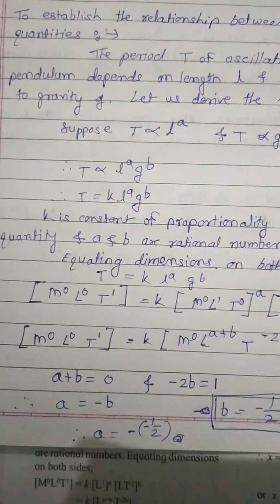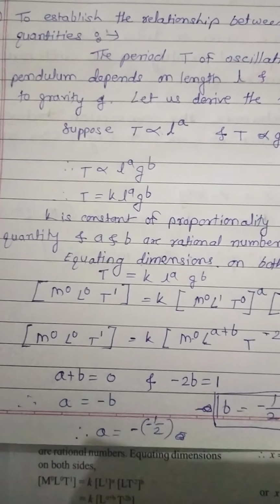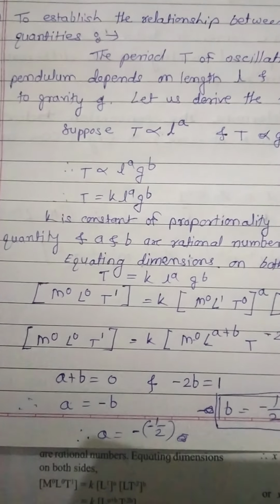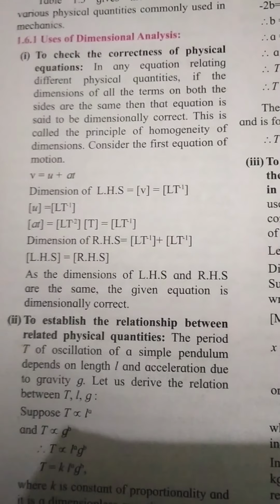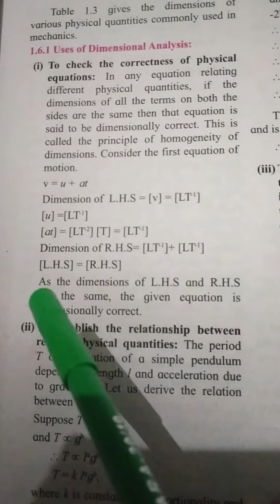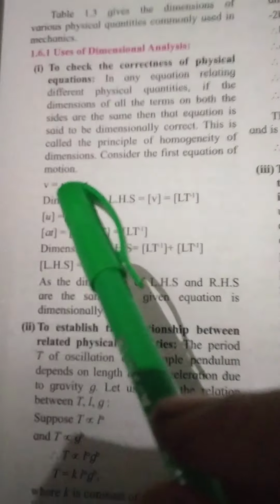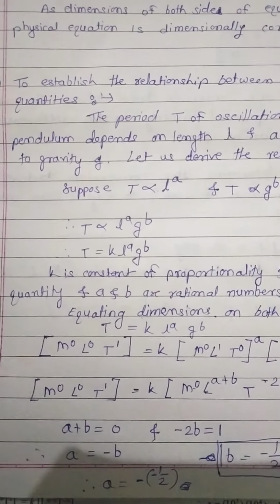In the last point we saw the uses of dimensional analysis. The first use is to check the correctness of physical equations, where we find that the LHS is equal to the RHS, and you get v = u + at.